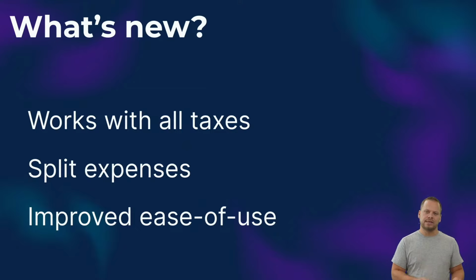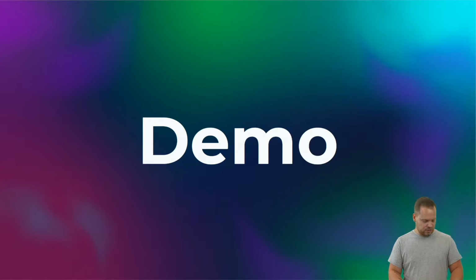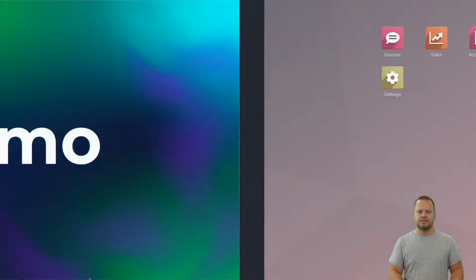We've also added a new assistant to split expenses. For example, if you have an expense that needs to be split around different taxation rates, such as alcoholic beverages versus meals in a restaurant receipt. And finally, I will also show you several smaller improvements that we've made to the experience and the interface along the way. So enough talking, let's dive in.